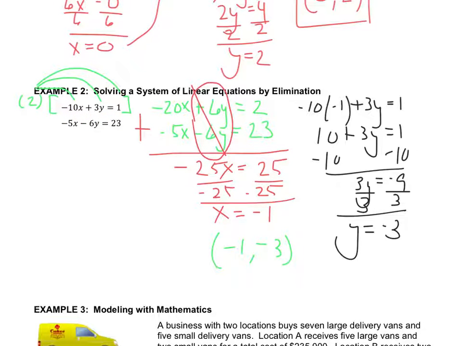That works. This is probably the more important one. Negative 5 times a negative 1 is 5. Negative 6 times a negative 3 is 18. 5 plus 18 is 23. I now know that that is the right answer, so I can kind of 100% confirm we have it.